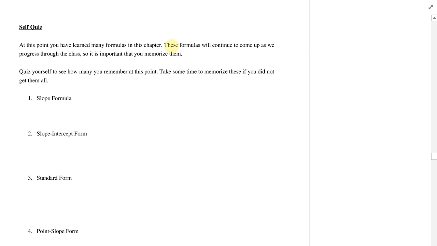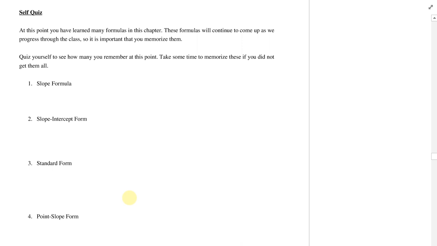Okay, so I have now just one last thing I want you to do, because on the test you're going to have to know all of these formulas. So I have a little formula quiz here. I want you to pause the video and see if you can write all of these formulas down from memory, and then hit play when you're ready to see them.